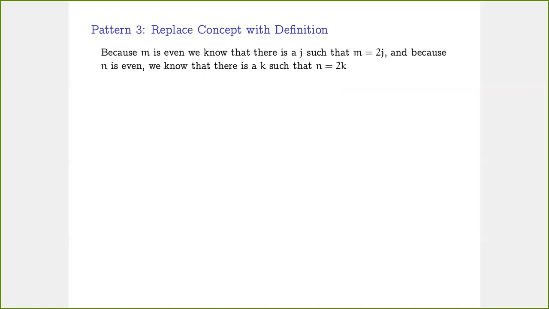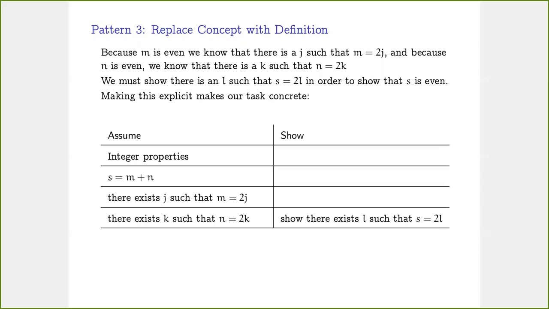And because N is even, we know that there's a K such that N equals 2 times K. We have to show that there's an L such that S equals 2L in order to show that S is even. Making this explicit makes our task concrete. We've imported the definition of evenness into the explicit definitions.